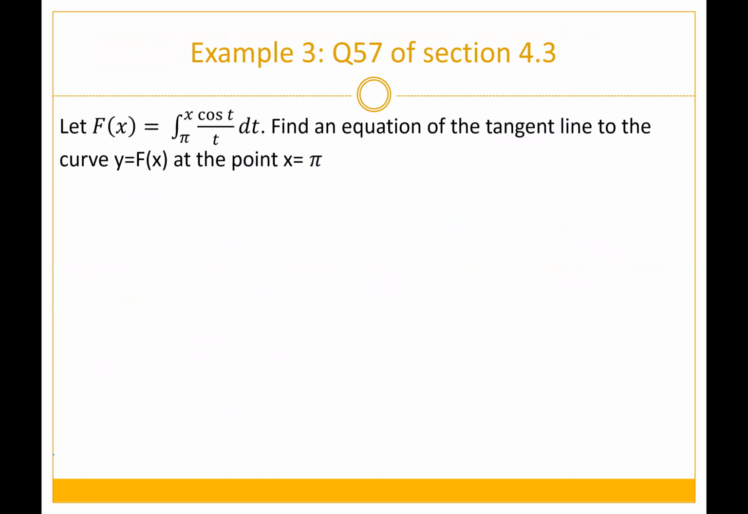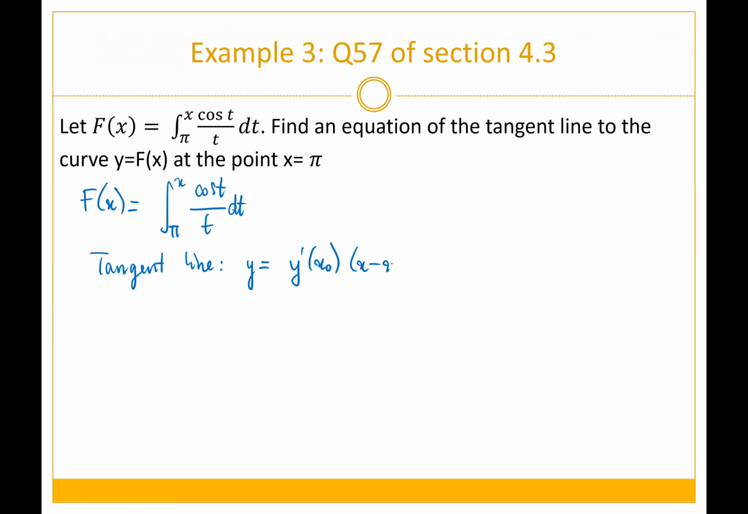Next one is question 57 of this section in the book. Let big F of x be the integral from pi to x of cosine t over t dt. Find the equation of the tangent line to the curve at that point. First of all, I always ask you guys, what is the most general form of the tangent line of a curve at a single point? It's going to be y equals y prime at x0, times x minus x0, plus y0.